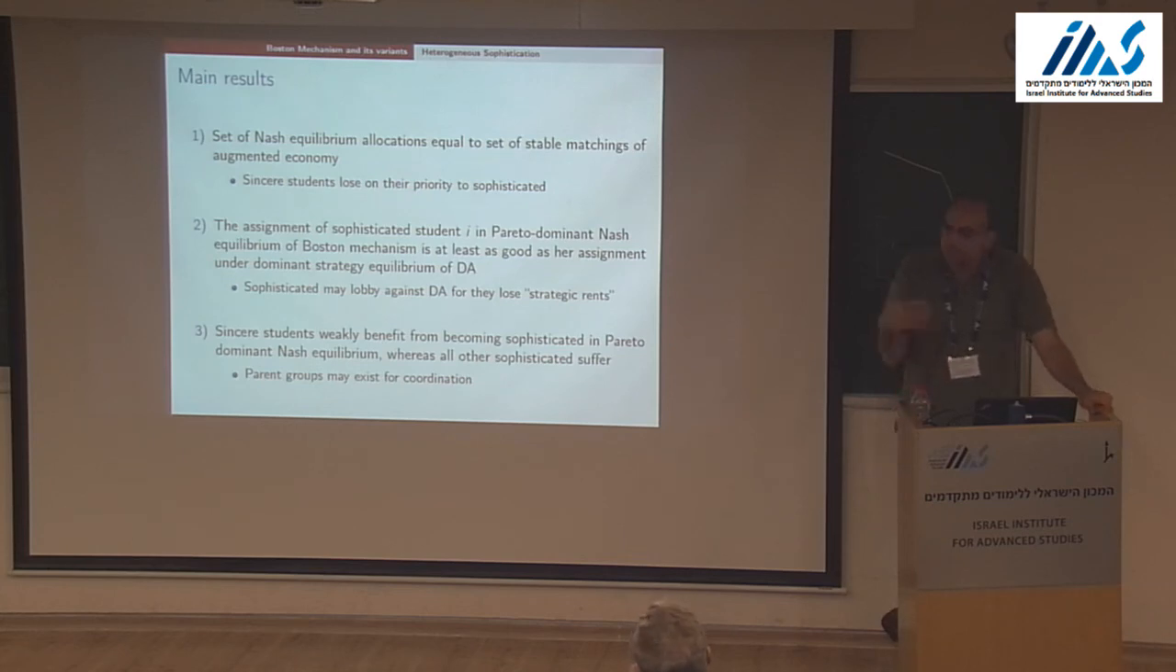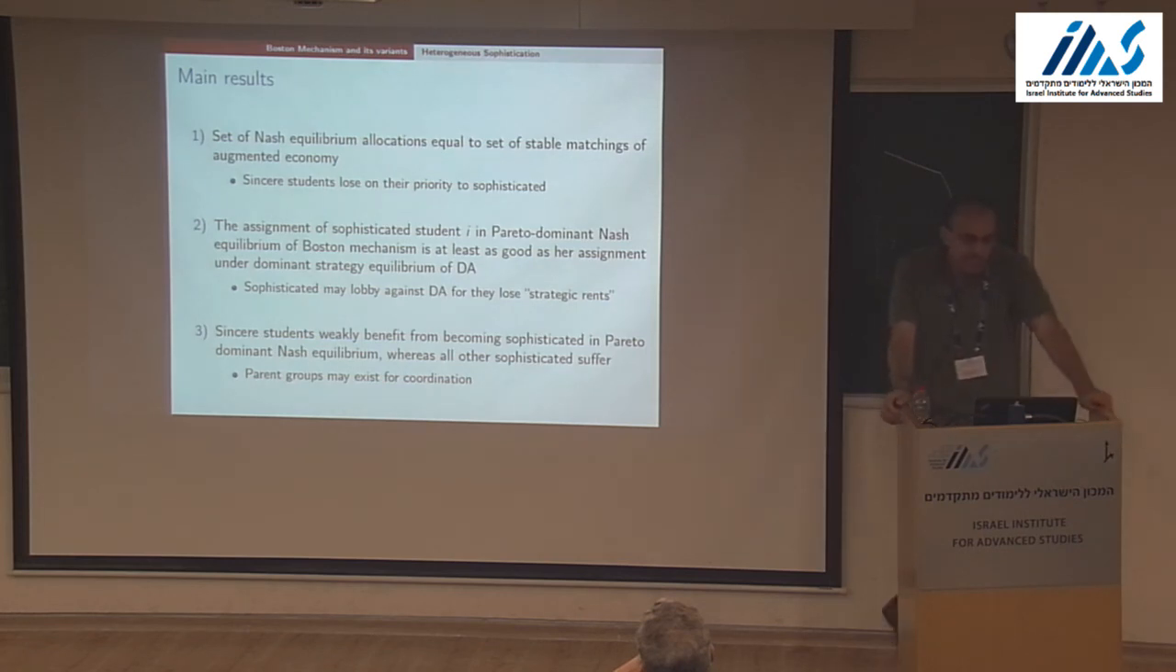So if I do this transformation and construct what we call the augmented economy, where basically we demote sincere students at their second choice and lower in the priority ordering and use the original priority ordering within these choices of students, then the set of stable matchings of that augmented economy is equal to the set of Nash equilibrium outcomes of this game. So the lesson that comes from that is, because of this manipulation possibility in the Boston mechanism, the sincere guys are effectively losing their priority to sophisticated guys at their second choice or lower.